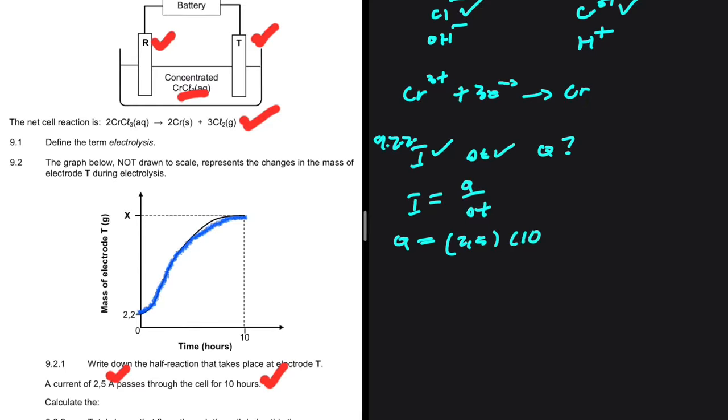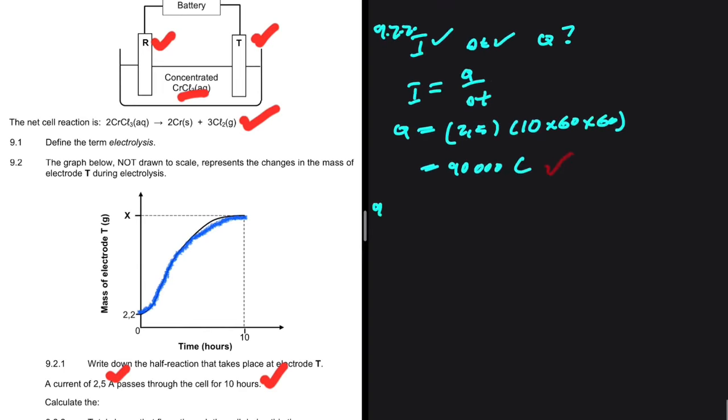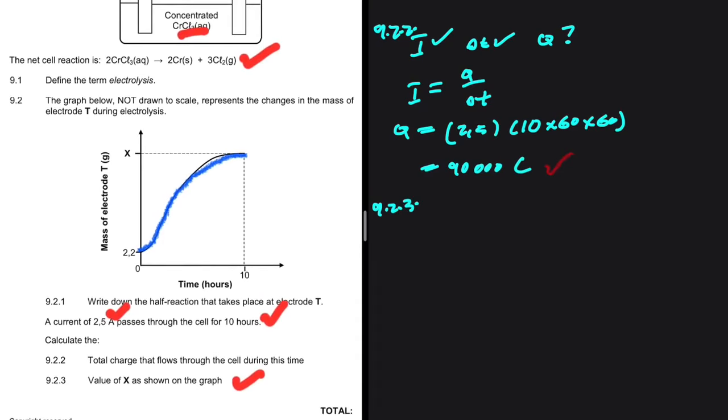But we know that our time is supposed to be in seconds. So we're going to have 10 hours multiplied by 60 minutes multiplied by 60 seconds. If you put that in your calculator, you're going to get 90,000 coulombs. This is the amount of charge that flows through the cell during this time. That was 9.2.2. The question you've been waiting for, 9.2.3. Let's find the value of x as shown on the graph.